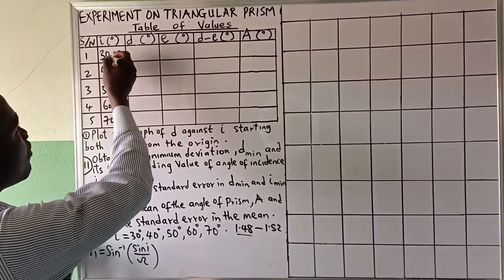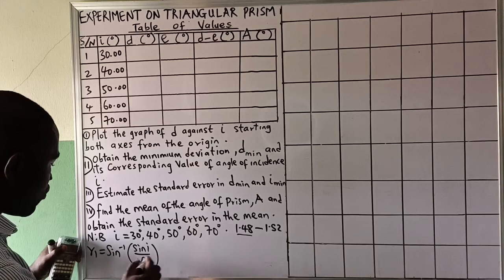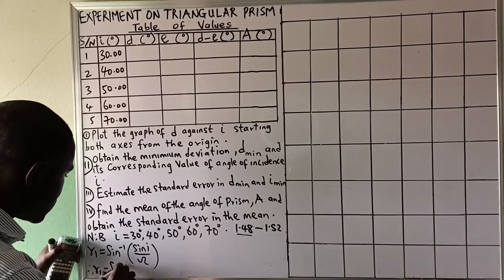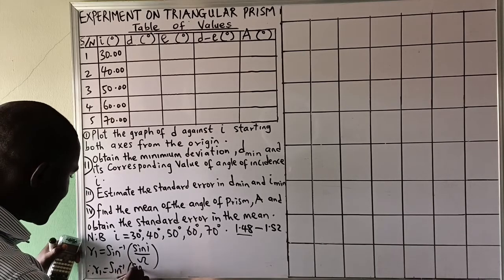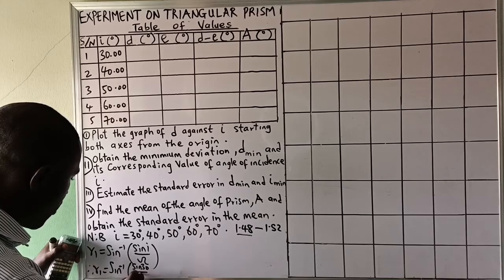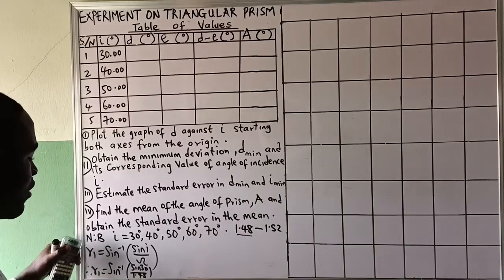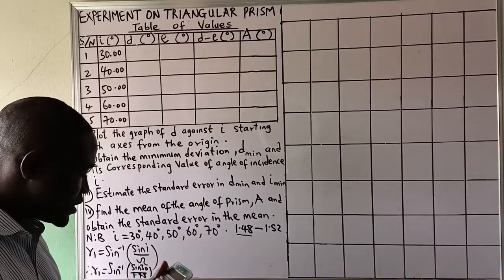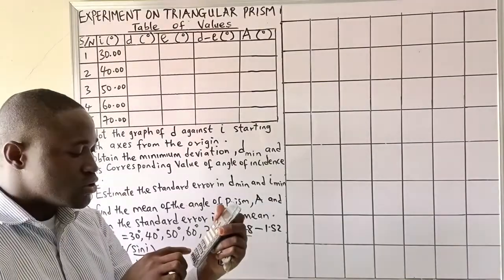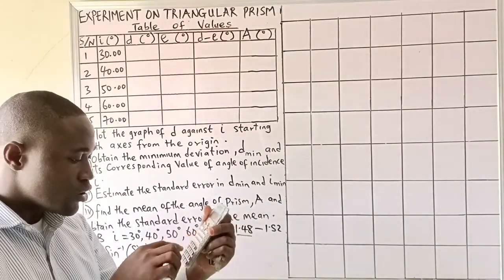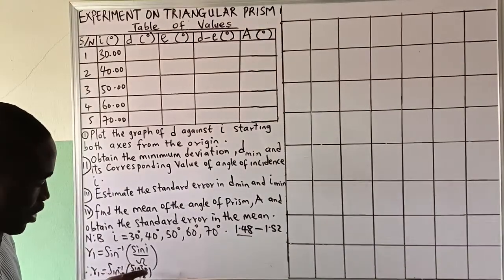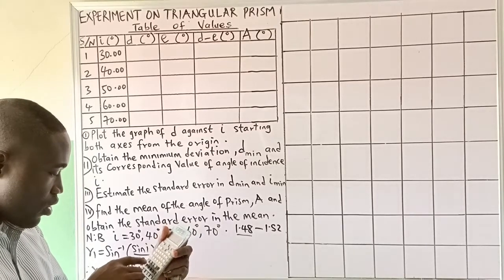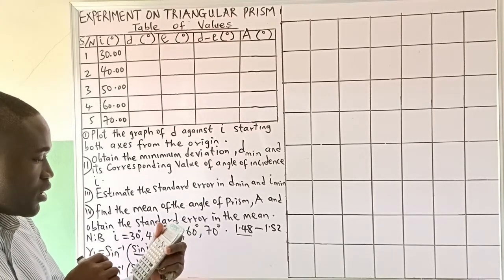Now, I want to make the table for the 30 degrees one. Therefore, my r1 will be equal to sine inverse of sine 30 over 1.48. Sine 30 is 0.5. I'm using my calculator now. 0.5 divided by 1.48 will give me 0.3378.